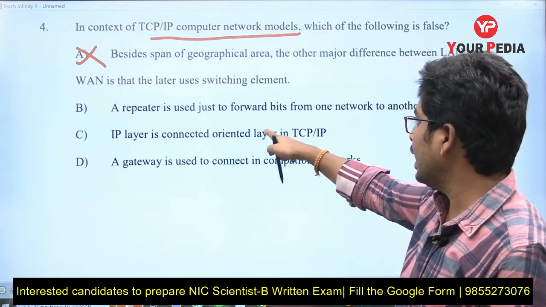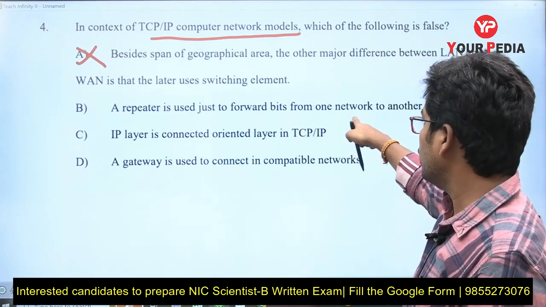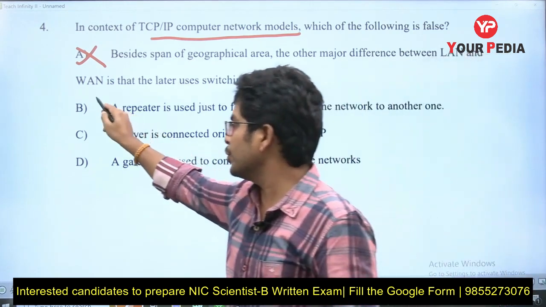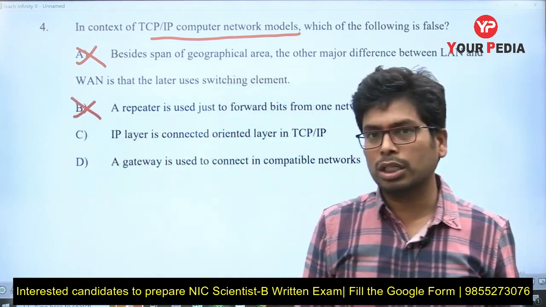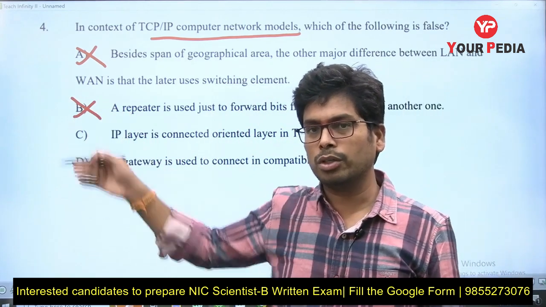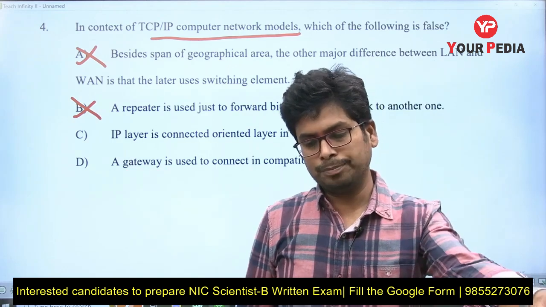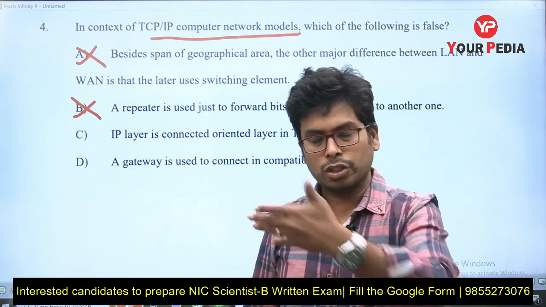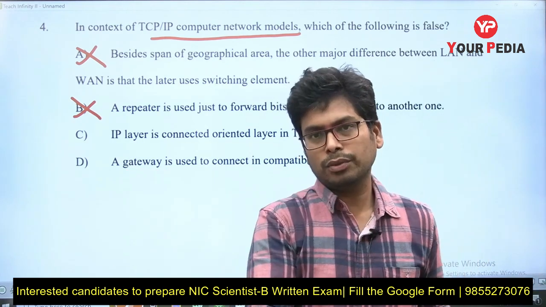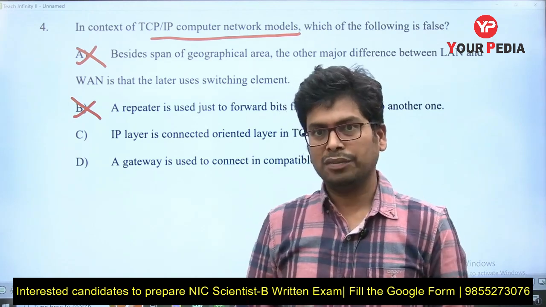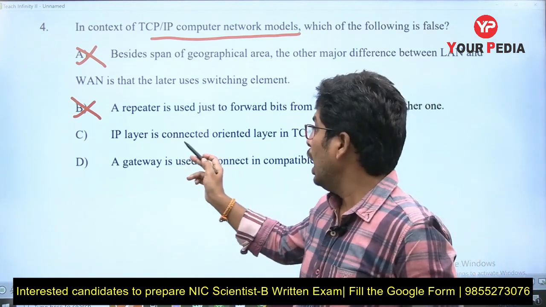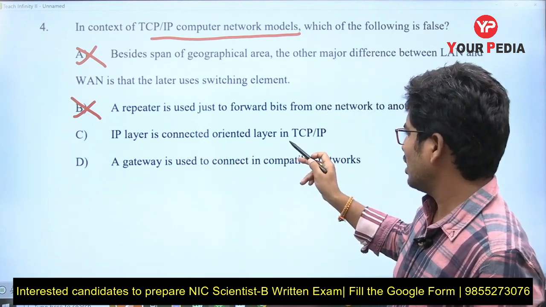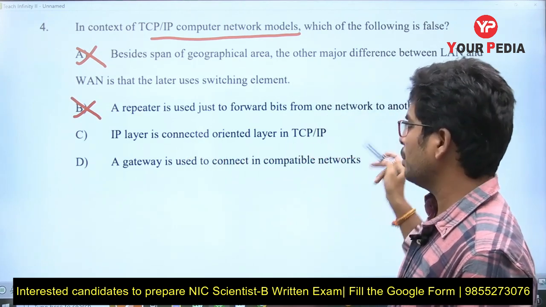But here it is saying that a repeater is used just to forward bits from one network to another network. This is wrong. If you want to transfer data from one network to another network, we will not use the repeater. Instead of using the repeater, we will use another network device like a gateway or router.